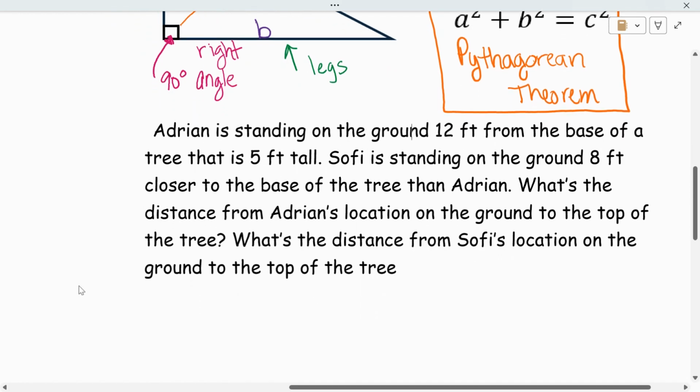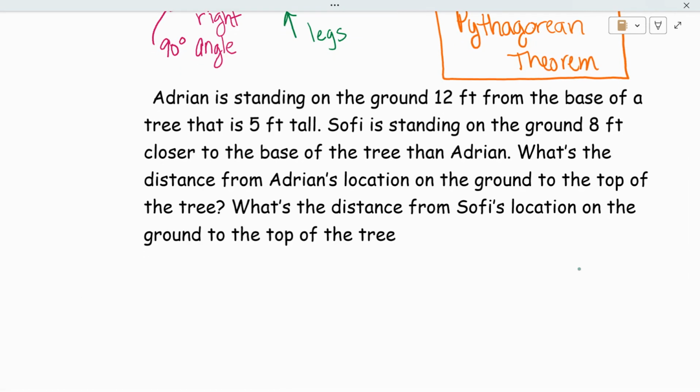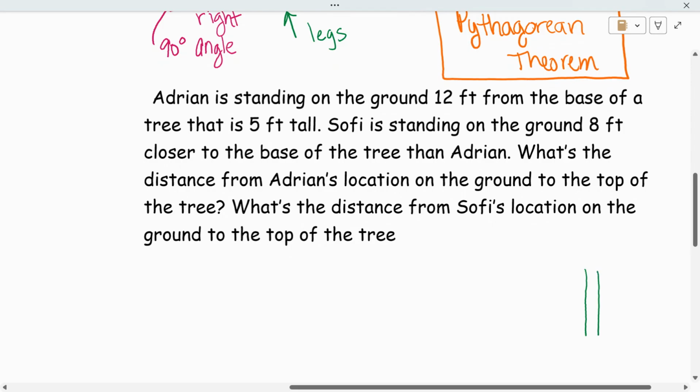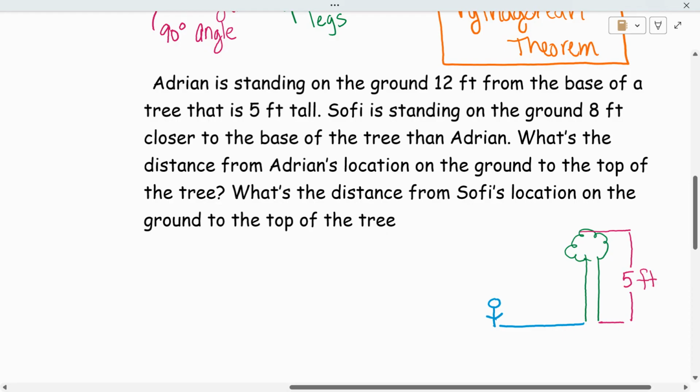Adrian is standing on the ground 12 feet from the base of a tree that is 5 feet tall. So the first thing that I'm going to do is draw a tree. And I know that the tree is how tall? 5 feet tall. Adrian is standing on the ground 12 feet from the base of the tree. So that means that Adrian is standing right over here. And the distance from Adrian to the base of the tree is how much? 12 feet.